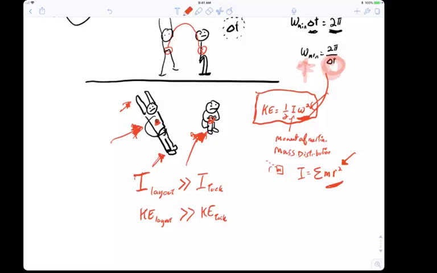In other words, you don't have to work as hard to get the appropriate amount of angular velocity if you're in the tuck position. If you're in layout position, you need a ton of energy to go around once in that amount of time.